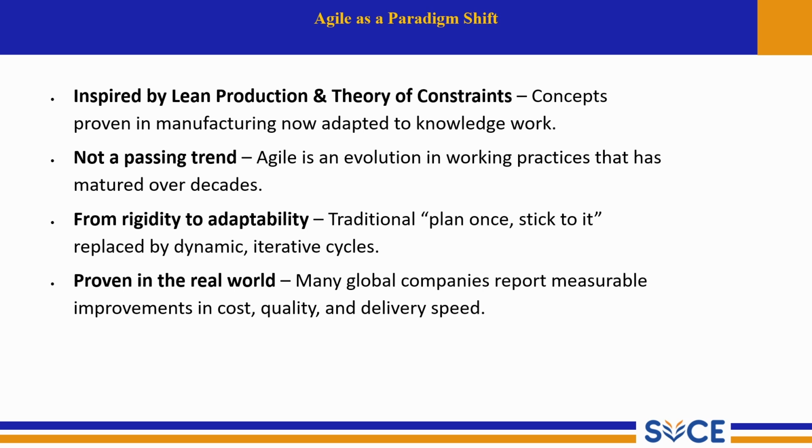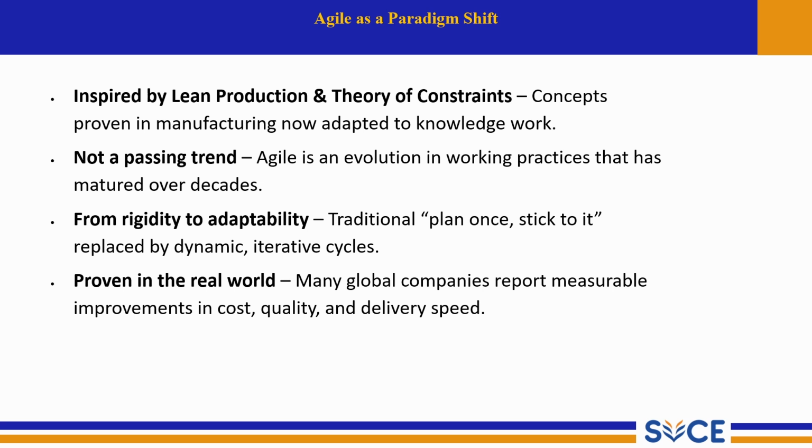From rigidity to adaptability. Traditional plan once, stick to it, replaced by dynamic iterative cycles. In traditional project management, once the planning is done, changes are discouraged. But in the real world, customer needs change. Agile replaces rigid planning with flexibility. Work is done in small iterative cycles called sprints. Teams review progress frequently and adapt quickly to change. This makes Agile more realistic and practical in today's fast changing environment.